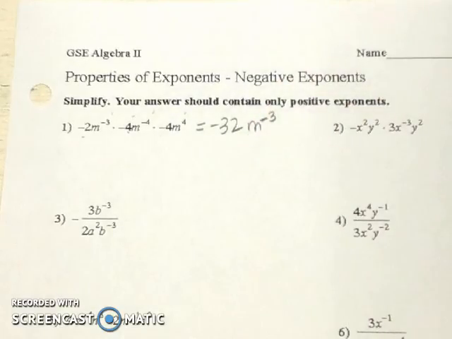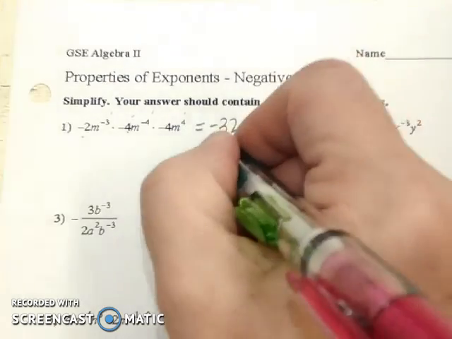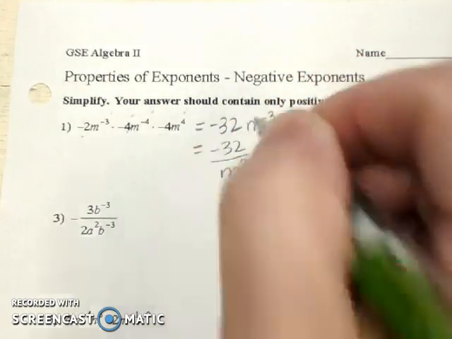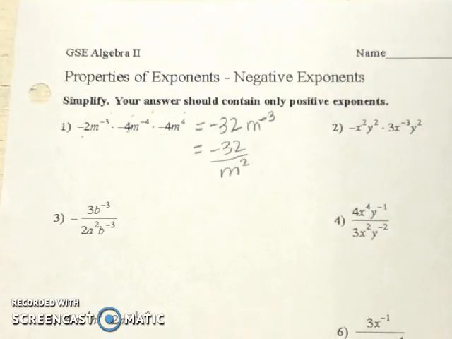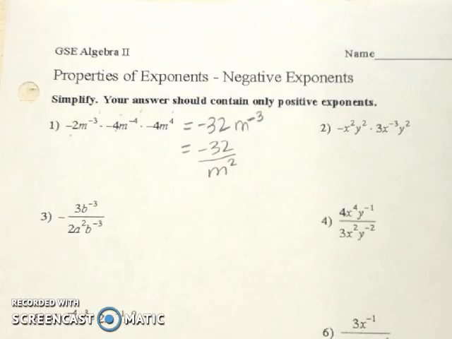If it's still negative when you get through simplifying, then you're going to make a fraction if there's not one. If there is one, you're going to move it to the other side. If it's in the numerator, take it to the denominator. If it's in the denominator, bring it up to the numerator. So again, this is doing a couple of our properties together.